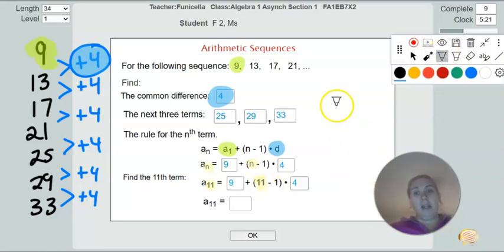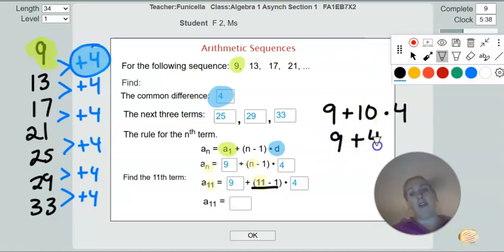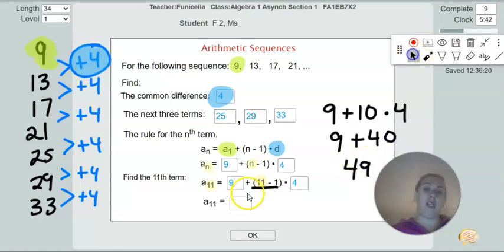So 11 minus 1, first in parentheses, gets us 10. So we have 9 plus 10 times 4. Order of operations tells us to do multiplication first. So we're going to do 10 times 4, which is 40. 9 plus 40 gets us 49 for our 11th term in the sequence.